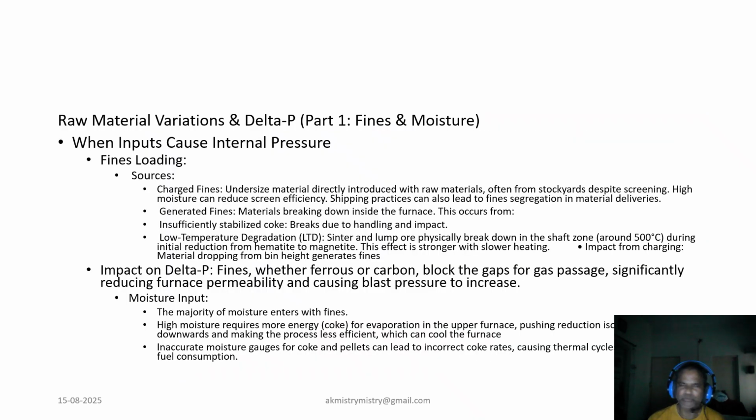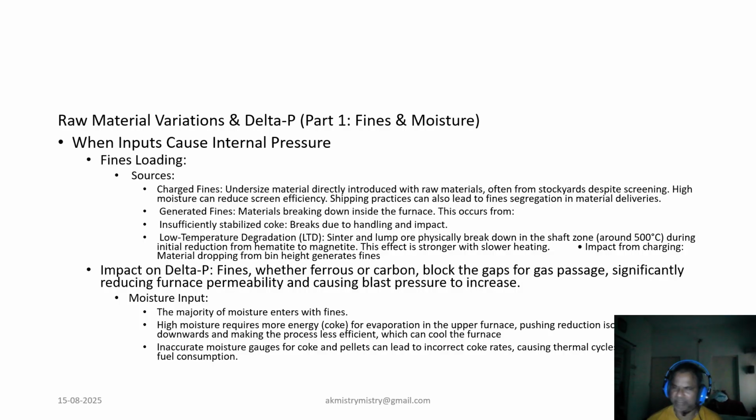Thus, in this context, it is quite essential that we know what are the cases, the factors, the circumstances which affect delta P. So we have categorized them into part 1 and part 2, and in part 1 we are going to discuss mainly the fines and moisture, and how they take part in disturbing this delta P. So let's look at how the raw material affects delta P.